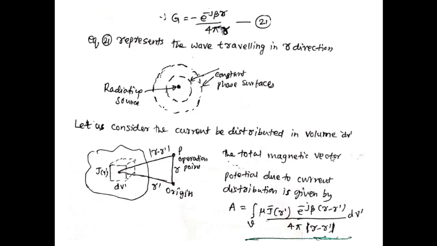The total magnetic vector potential due to current distribution is given by A is equal to the volume integral of mu into current density J bar, which depends on R dash, into e raised to minus j beta into bracket R minus R dash whole, divided by 4 pi magnitude of R minus R dash, into dV dash.